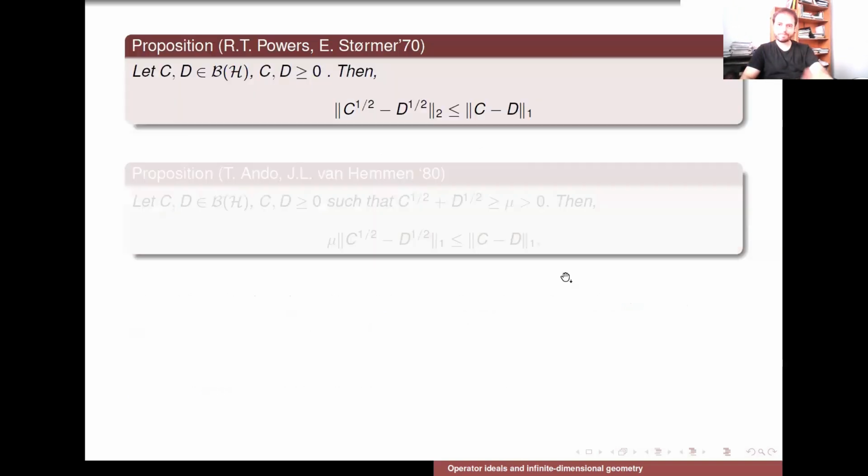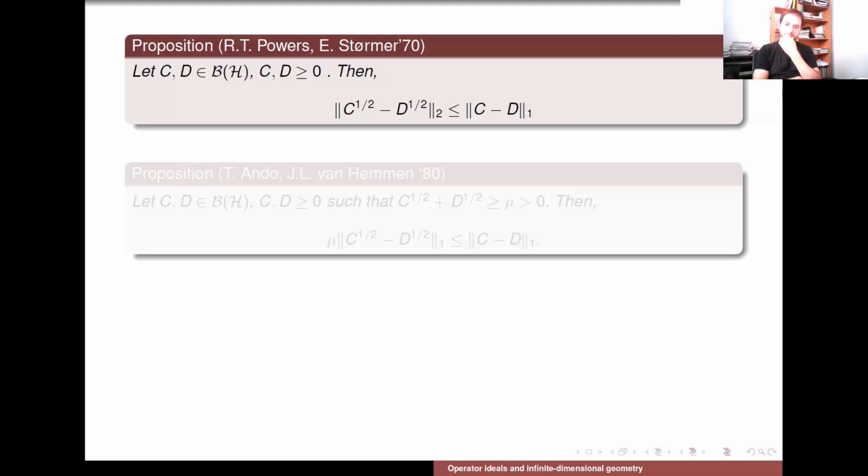I will present two results about this. The first one is the result by Powers and Størmer. If we have two positive operators, then we have this inequality: the square root of their difference must belong to the Hilbert-Schmidt ideal if this difference here belongs to the trace class ideal.